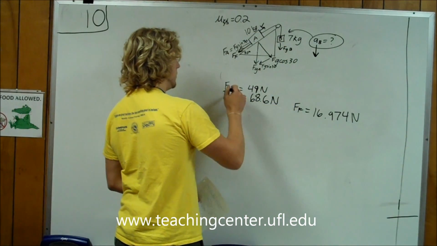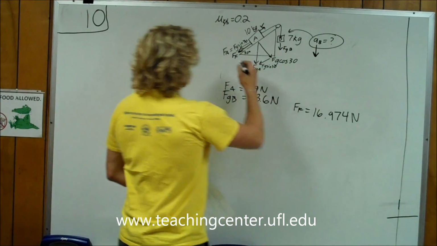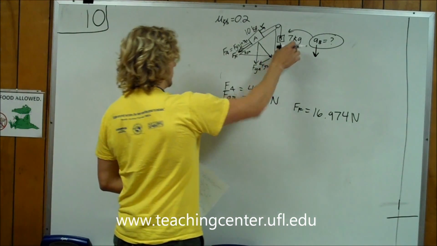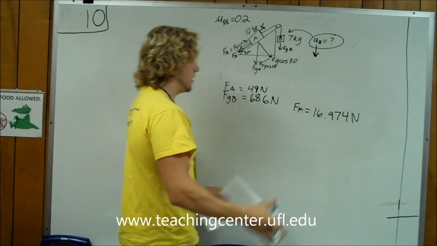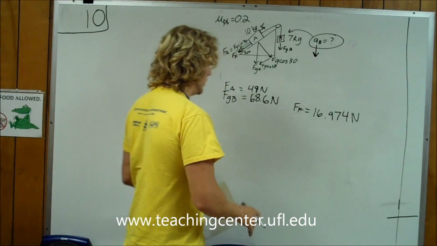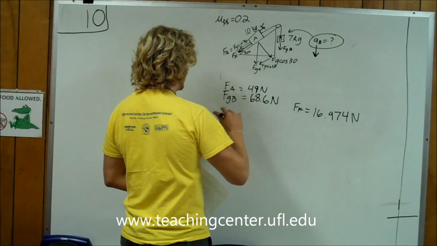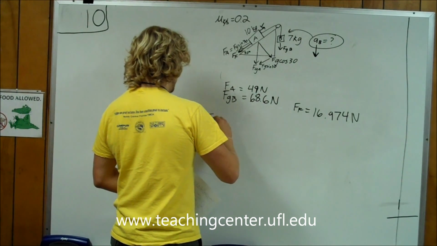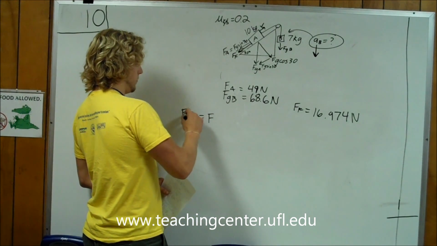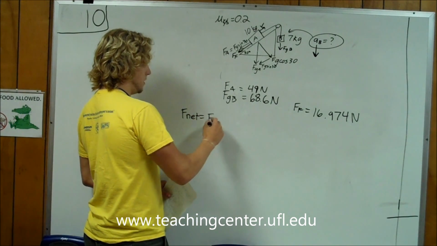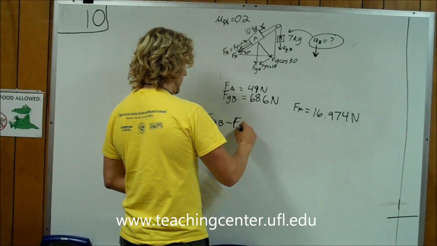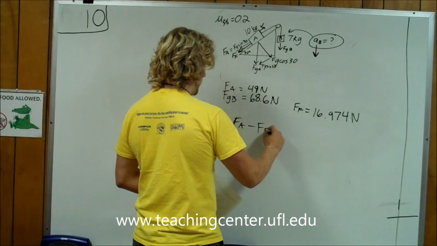Okay, so now we have FA, FGB, and FF. FF and FA are going this way. FGB is going this way. So we need to subtract. FGB is going to be the biggest one, so let's make that the beginning. We're looking for net force. Fnet is equal to FGB minus FA minus FF.